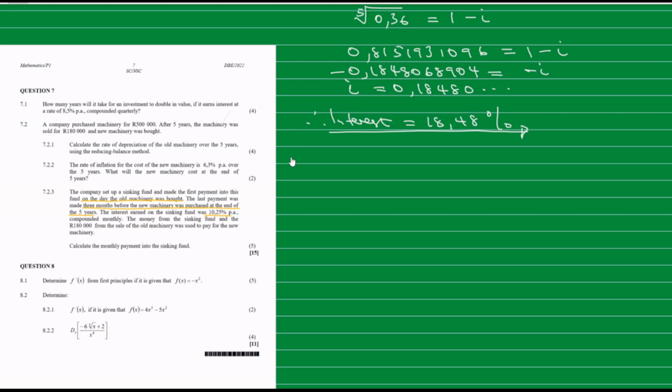Now let's come to question 7.2.2. It reads as follows.